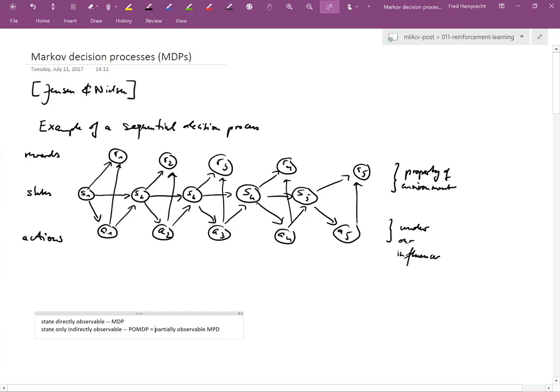So actions, or the optimal actions, can be different from year to year. And secondly, the optimal policy for a finite time horizon will be different from the optimal policy for an infinite time horizon. Yeah?